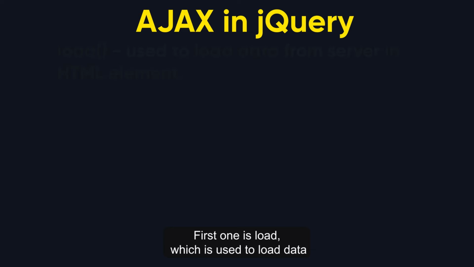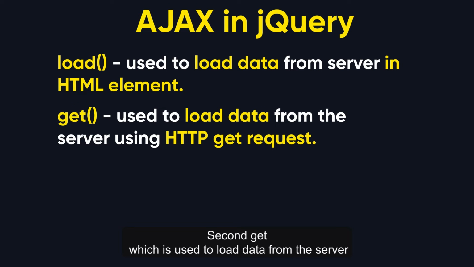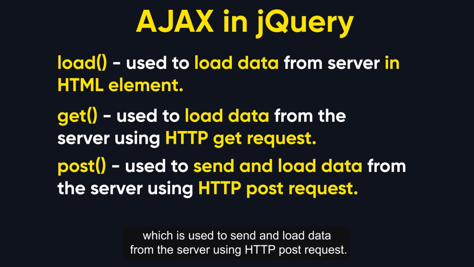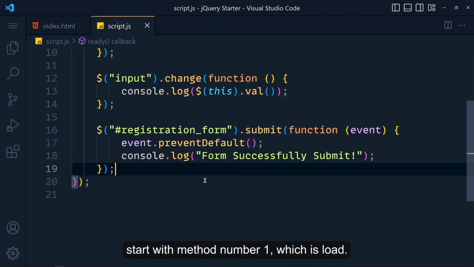First one is load, which is used to load data from the server into HTML content. Second, get, which is used to load data from the server using an HTTP GET request. And post, which is used to send and load data from the server using an HTTP POST request. Let's start with method number 1, which is load.